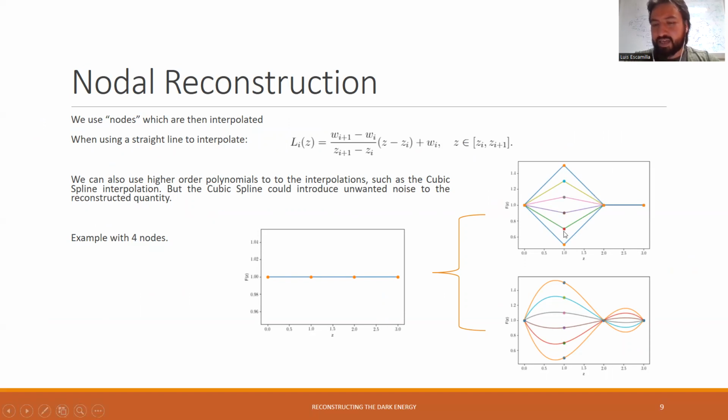For example, let's say the height of the second node can vary. Depending on the position of this node, we will have different shapes for our function. And if we use a spline cubic interpolation, such as this part right here, you can see that it introduces noise or unwanted behavior because of the correlation between the nodes and the interpolation type we are using here. So in this work, we will mainly focus on the straight line interpolation.